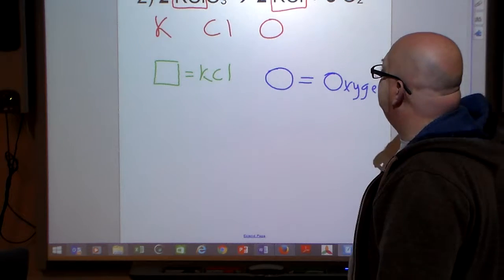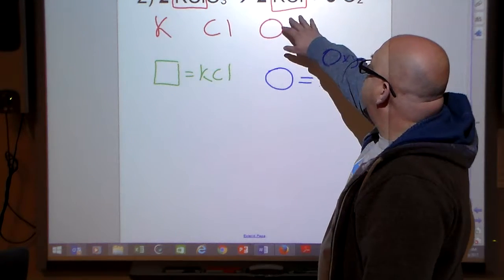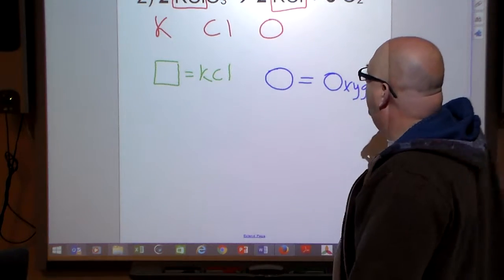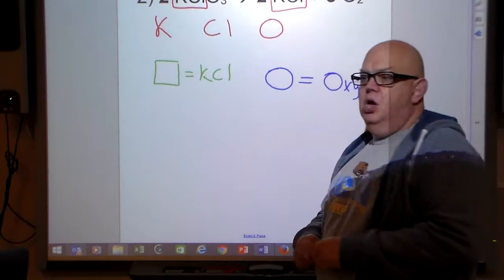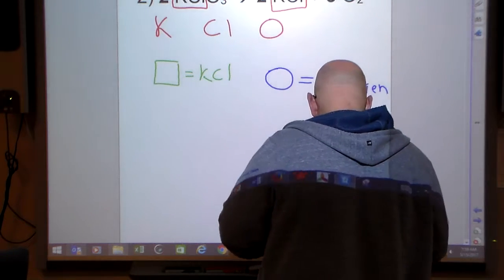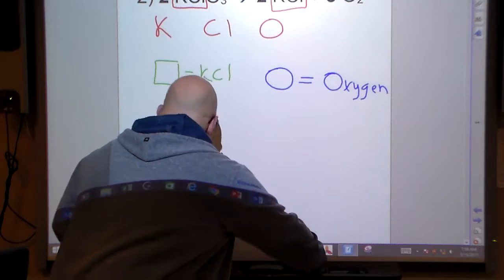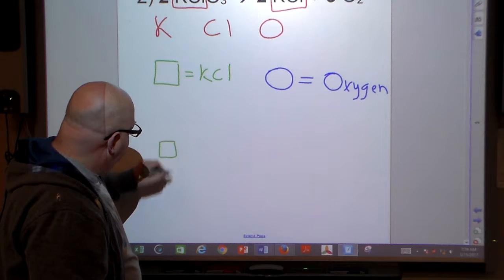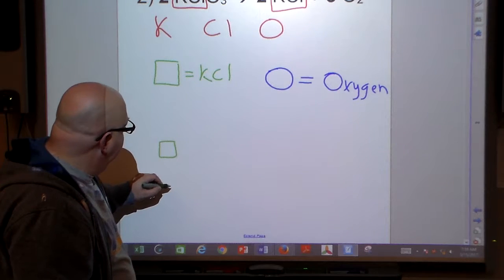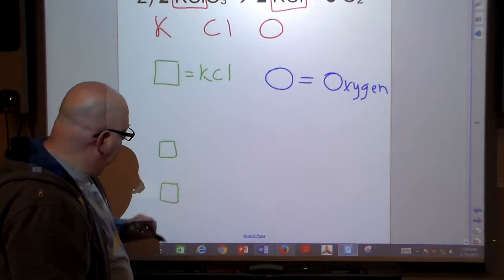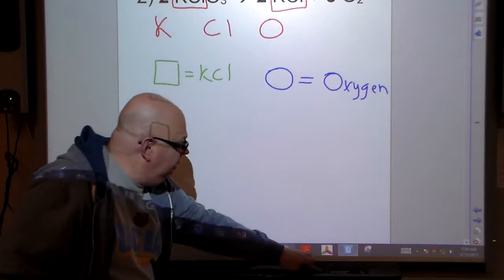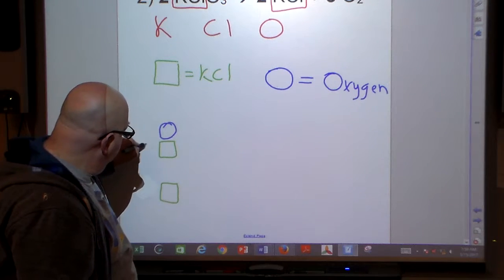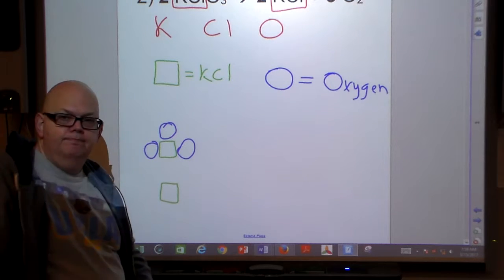So I have 2 KClO3 gets us to 2 KCl plus 3O2. Well, what's going on here? Well, we've got a reaction where we are breaking something down. This is a decomposition reaction. Okay, so what's that going to look like? Well, I know I'm going to need KCl, and I'm also going to need another KCl here. So I know I'm going to have 2 of them because they told me that. Now I have got 3 oxygens. Okay, so I'm going to put 1, 2, 3, like that.